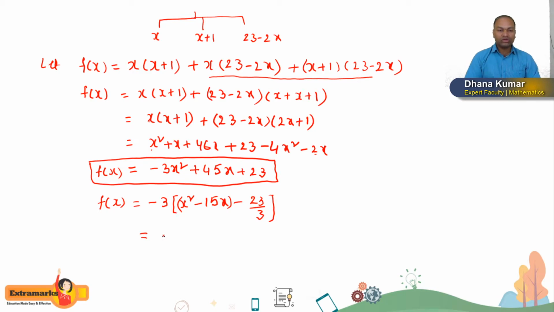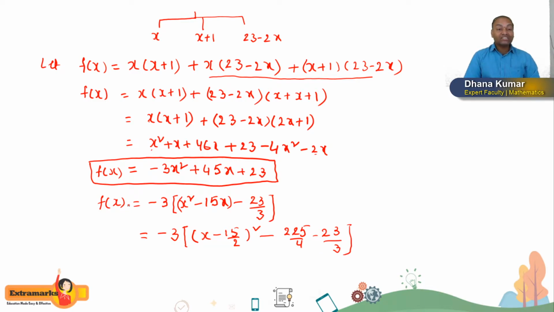So that is equal to what? Minus 3 times, here completing the square method, x. Next you write x coefficient by 2, including the sign. So x coefficient by 2 how much? Minus 15 by 2 whole square. Next always write minus, and this constant whole square right here. 15 by 2 whole square. How much? 225 by 4. And the remaining constant as it is. Minus 23 by 3. Okay.